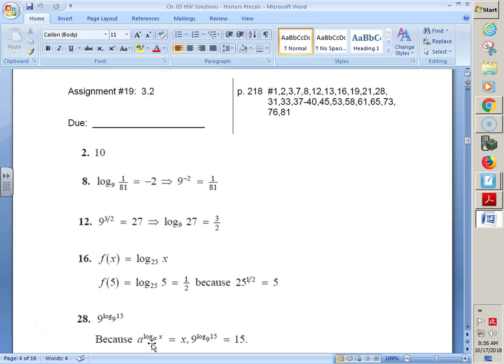He's looking out. All right, here we go. Section 3.2. Number 2, the answer should have been 10. What was that question? The base of the common log? Something like that. Number 8.